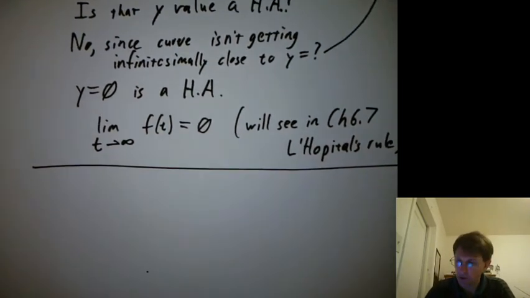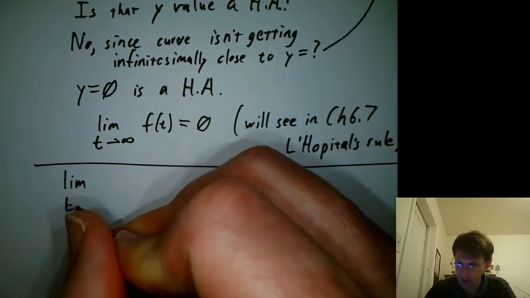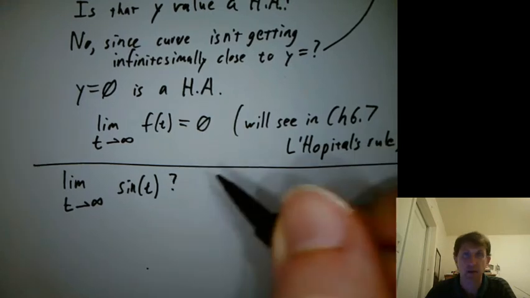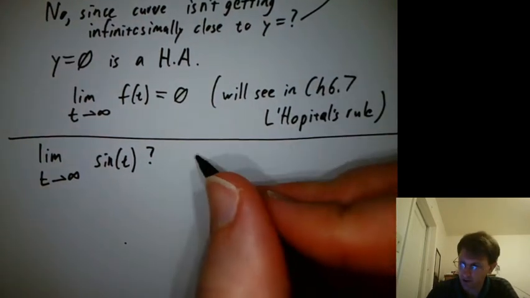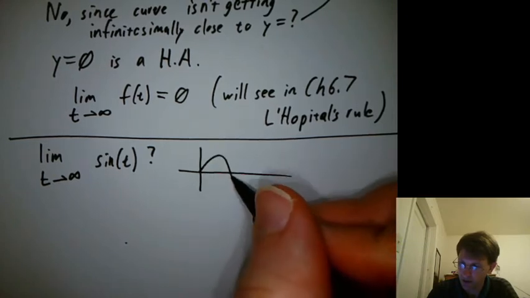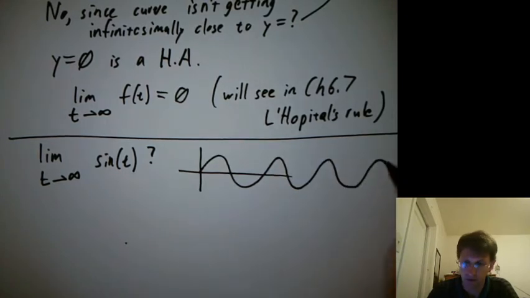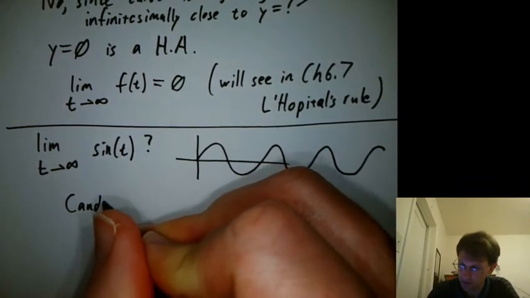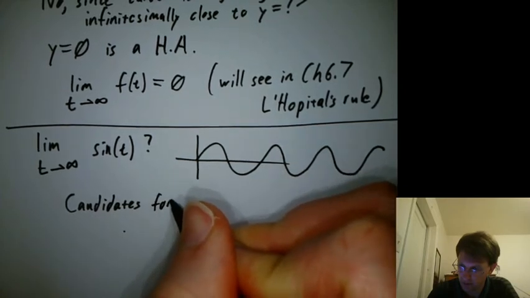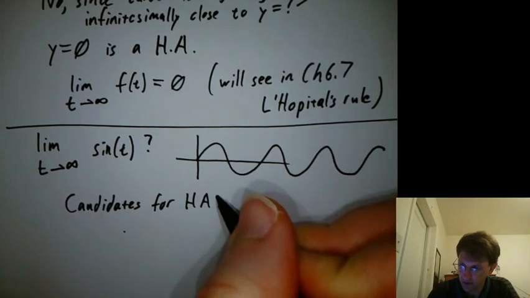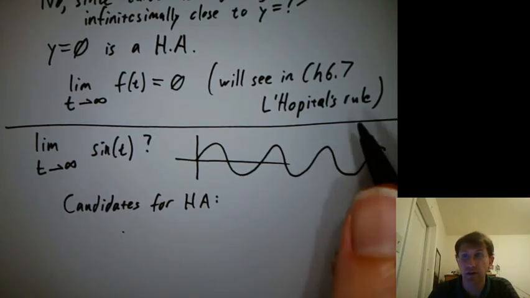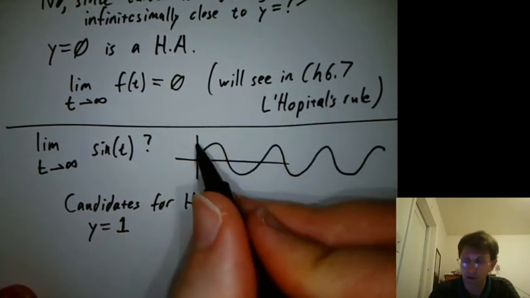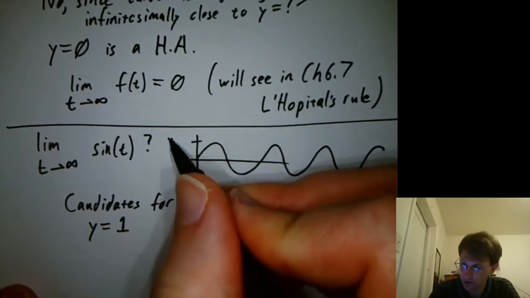The other big question we have to deal with: what's the limit as t goes to infinity of sine of t? Take a sec to think about it. Doesn't hurt to draw a picture. Here's sine. What are some candidates? If it did have a horizontal asymptote, what would the horizontal asymptote be? Some people say, well, it's approaching 1 infinitely often. Right? Here's y equals 1.